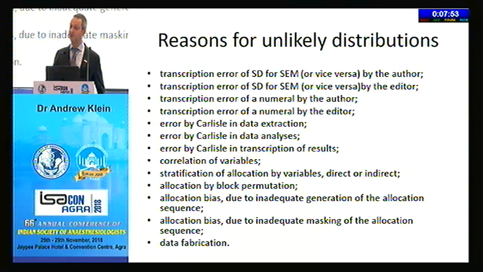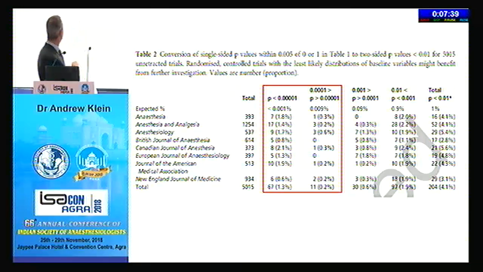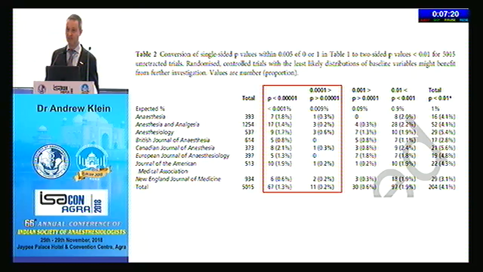So these are all the different things that can happen with the data. And you can see that only the bottom one is data fabrication. So you can make a mistake with your data as well. You can type it in wrong, or you can calculate it wrong. So there's all sorts of different reasons. And what we found was these were the trials that were fraudulent. There were 67 in total: 8 from the New England Journal of Medicine, 11 from JAMA, 5 from EJA, 9 from Canadian Journal, and 8 from our own journal. So these were all the suspicious ones over the last 10 years.